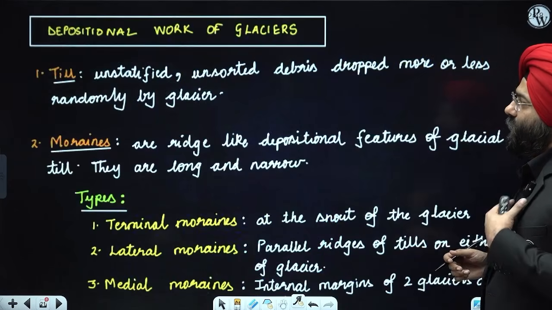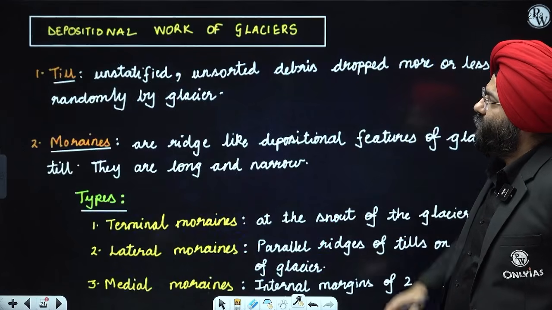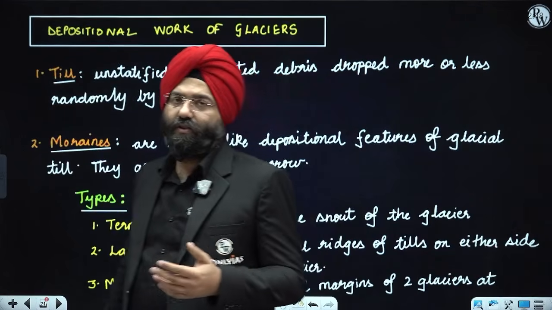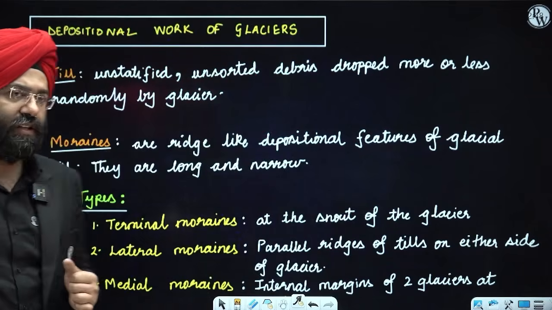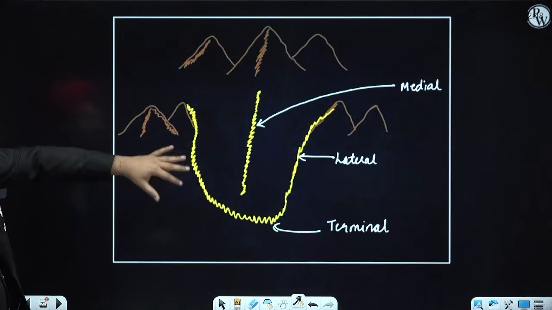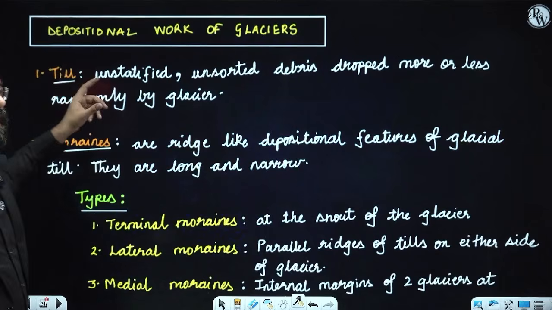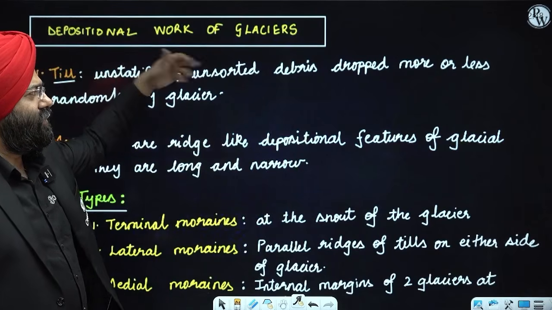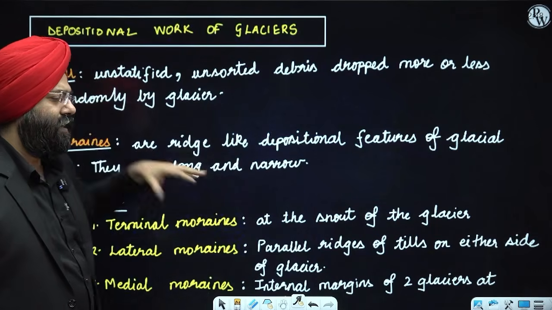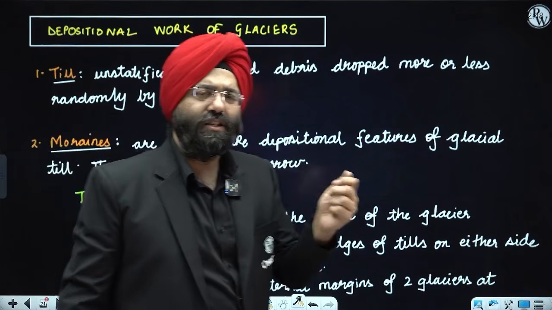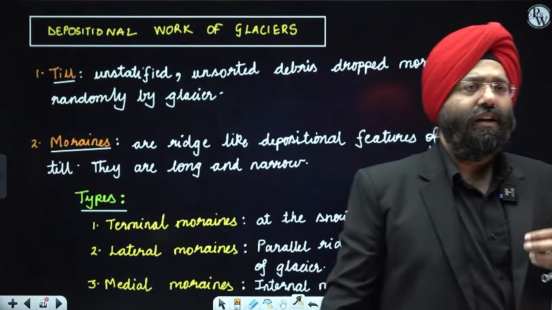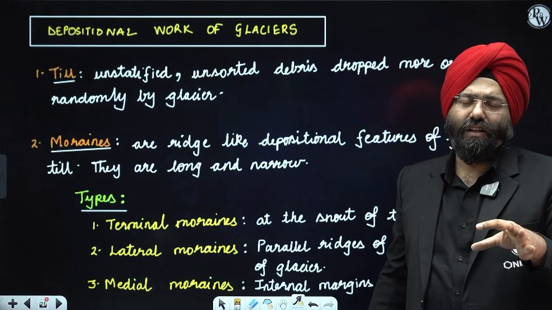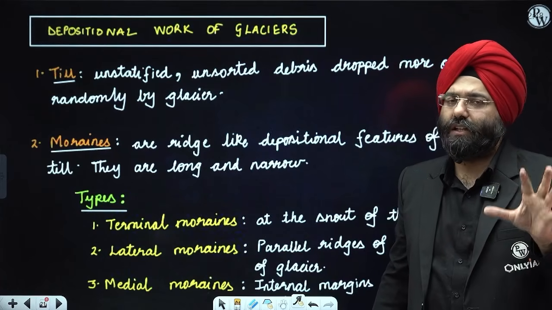Okay. Now, the depositional features or work of glacier. Please understand, when I talk about depositional aspects of the glaciers, there are a lot of features present here, which I'll show you via the diagram. Now, till is a very generic word. It is basically unstratified, unsorted debris dropped more or less randomly by a glacier. So any unstratified, unsorted deposit by the glacier is known as till. This is a very generic term.